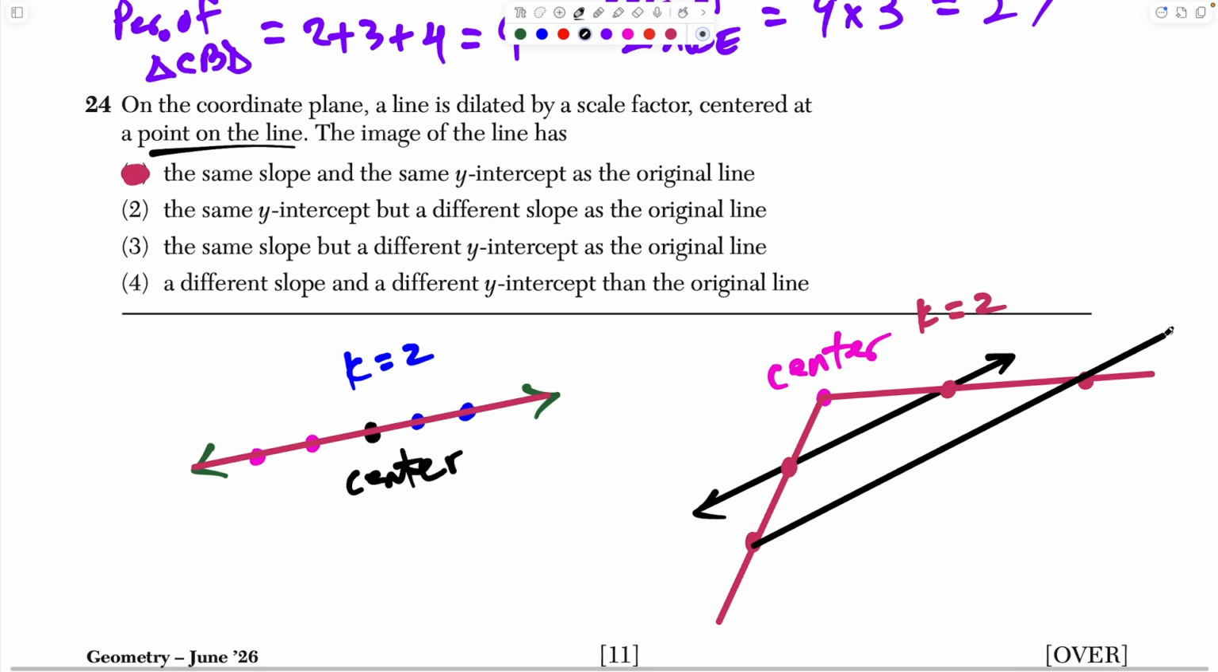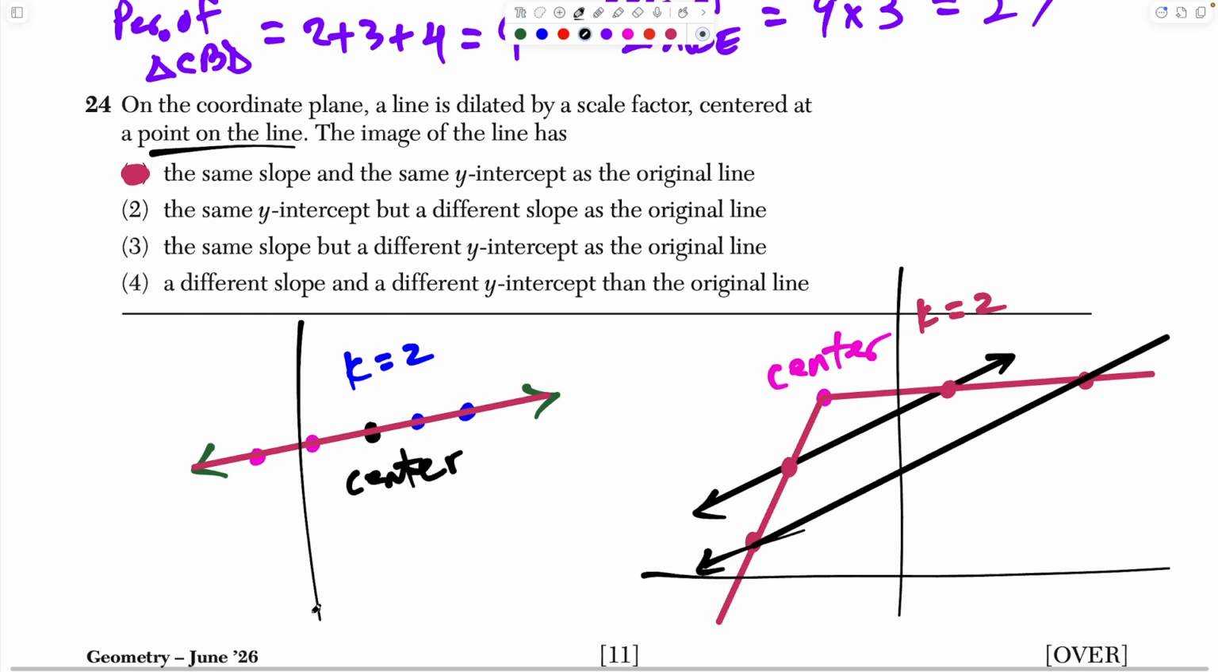My new line here after the dilation would be parallel to my old one, but I would have a different y-intercept because this would land at a different place on the y-axis. If I just draw out, let's say, an x and y-axis like this, for both of these, you could see for this one, the line doesn't change, but for this one, we have parallel lines, but the y-intercepts are different. So if this were the more interesting case, then it would be same slope, but different y-intercept. But since the center is on the line, it's going to be the same slope and same y-intercept.